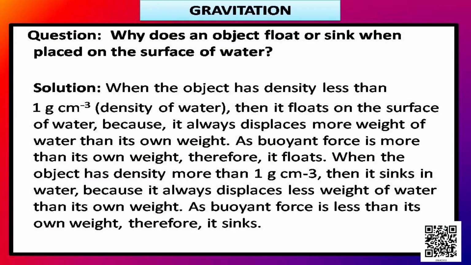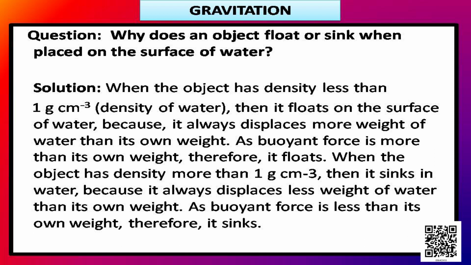The next question says, why does an object float or sink when placed on the surface of water? Okay? Let us now discuss the solution for this. Students, when the object has density less than 1 gram per centimeter cube, that is the density of water, then it floats on the surface of water because it always displaces more weight of water than its own weight. As the buoyant force is more than its own weight, therefore it floats.